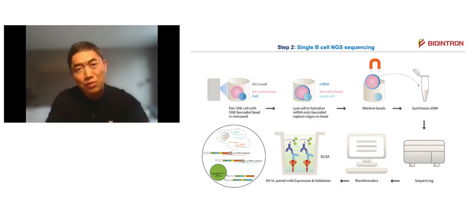In step 2, after we have all of those target B cells, which may possibly be producing the antibody that we want, we will pair each single B cell with one single barcoded bead. This bead is unique because each bead carries a pair of so-called barcodes. Actually, they are just DNA sequences fused to poly A. So this barcode works as a pair of primers to be used in the following steps.